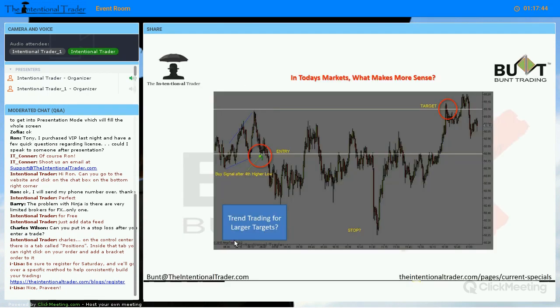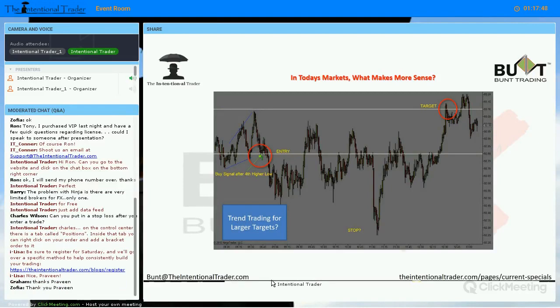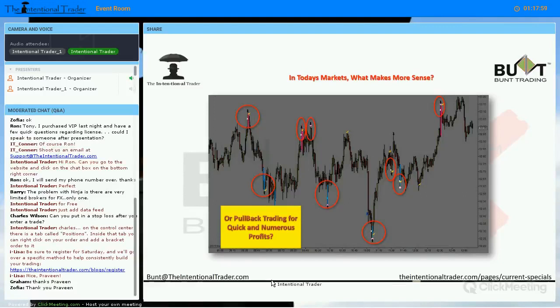All right, so at the beginning, I asked you what seemed to make more sense. We could either continue to struggle to be trend traders, or we could just go ahead and start making some of these quick pullback trades. And now we can do it. We've been doing it in futures for a very long time, but now we've actually been able to fine tune these indicators so that Forex traders can now take advantage of it pretty much straight out of the box.